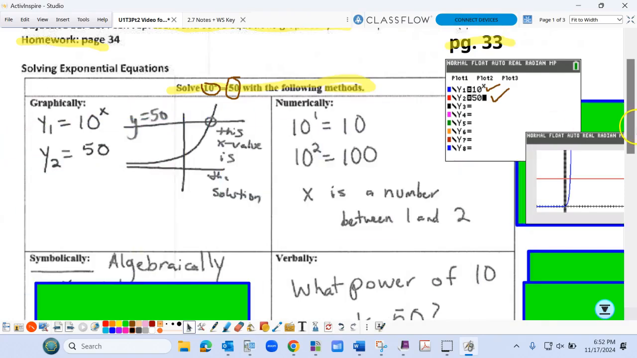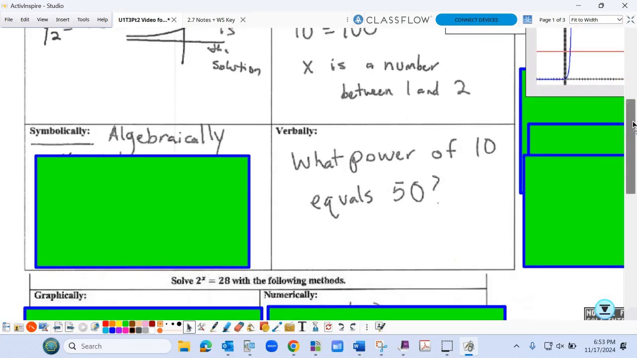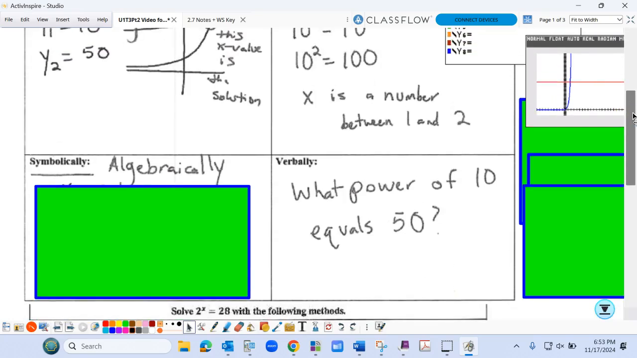Here graphically, so that you can write it down and hit pause, I've drawn the picture and talked about the solution. Now, what we're mostly going to focus on in this part of the lesson is solving these algebraically.